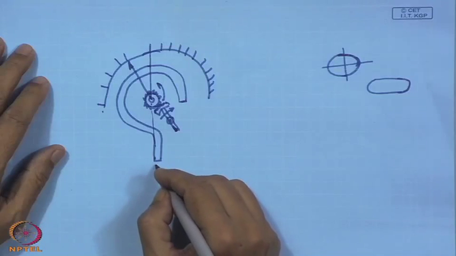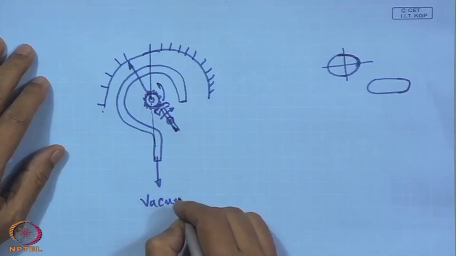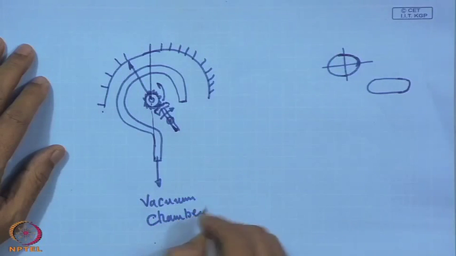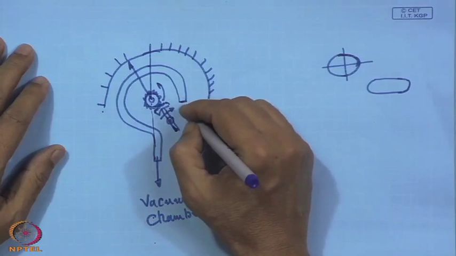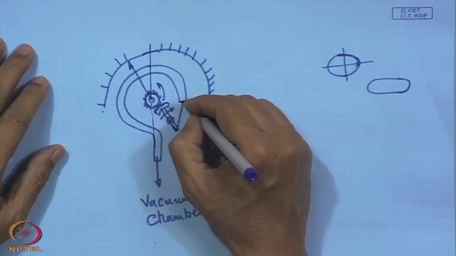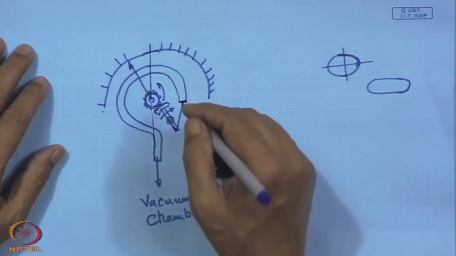This is connected to the vacuum chamber. And this side, which is actually soldered, has a rigid link. So, this is a rigid link, this side is closed. So, the tube is opened only onto this vacuum chamber.